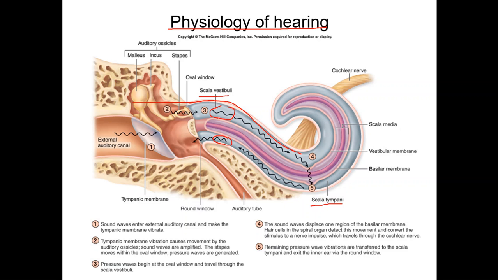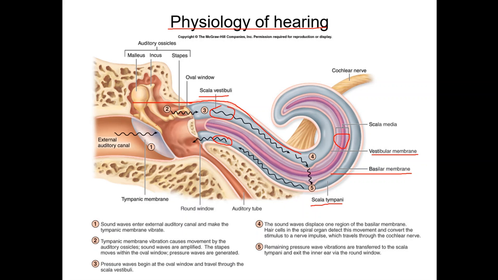You can think about these two structures as ladders, and in between, to delimitate the scala vestibuli and the canal, there is the vestibular membrane, whereas the membrane in between the canal and the scala tympani is known as the basilar membrane. And in between the scala vestibuli and the scala tympani, there is the scala media, which actually is the one that contains the canal.